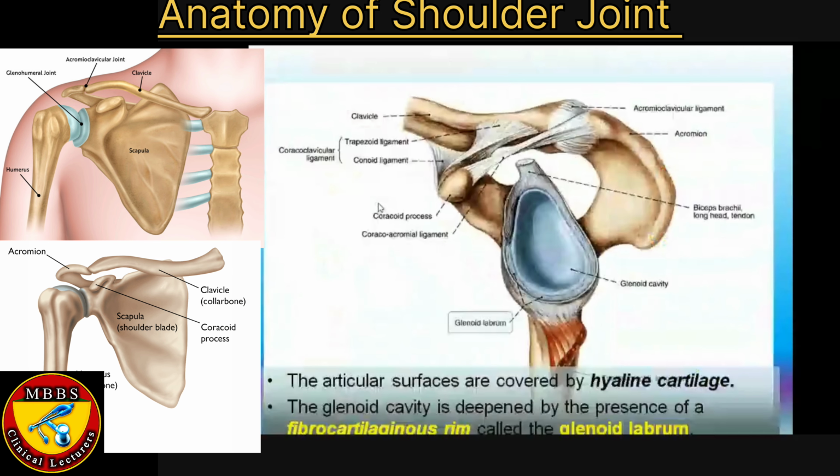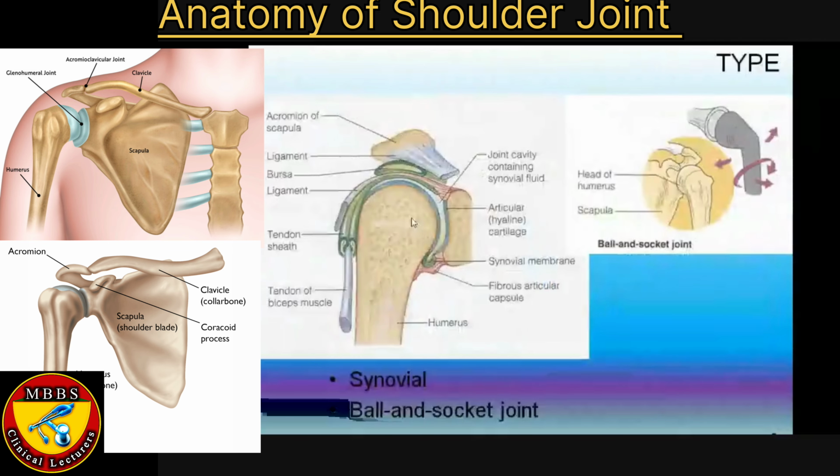Now, if you look at this shoulder joint, this articular surface is covered by cartilage, that is hyaline cartilage. We all know this is a synovial type of joint, and this glenoid cavity is deepened by the presence of a rim, which we call a fibrocartilaginous lip or the glenoid labrum. I've already told you that it is a synovial joint and it is of the ball and socket variety. That means a wide range of motion is possible at the shoulder joint.